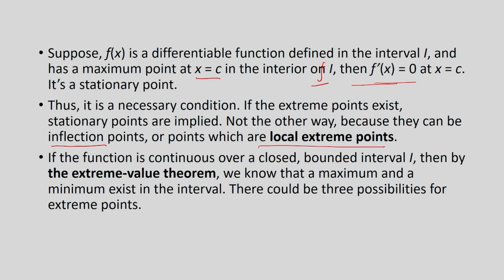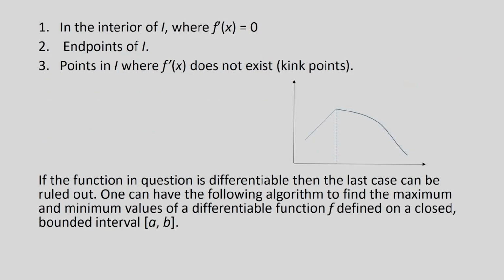There could be three possibilities for extreme points. Okay. So, if you have a continuous function over a closed and bounded interval I, then there could be three possibilities for extreme points. The first possibility is the one that we shall often be talking about: the extreme point is in the interior of I, and let us assume that f dash x is equal to 0.